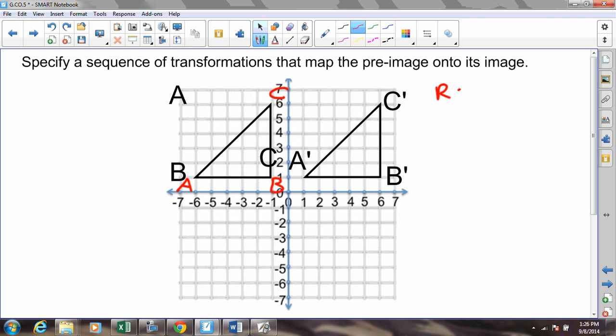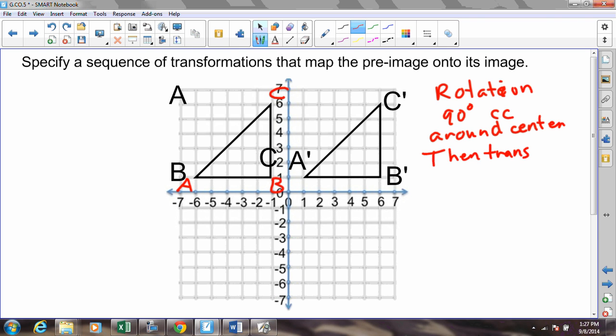We had one correct answer of a rotation, 90 degrees counterclockwise around the center. And I used around the center simply because that's what the smartboard always does when I use the green dot for spinning. Then we were able to do a translation, which would have been right 7. That was one correct answer, absolutely valid.